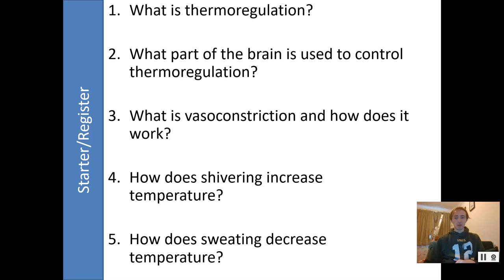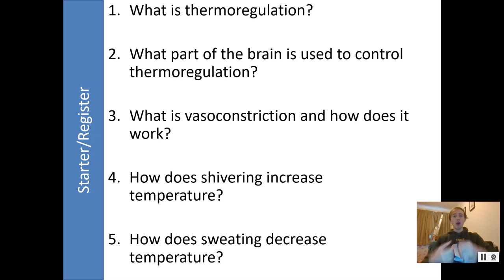Shivering increases temperature because it causes the muscles to perform aerobic respiration, which is an exothermic reaction, gives out heat. Sweating decreases temperature because when you evaporate sweat, it absorbs some heat from its environment, which causes your temperature to drop. Fine. Now, we're going to move on to something slightly different today.